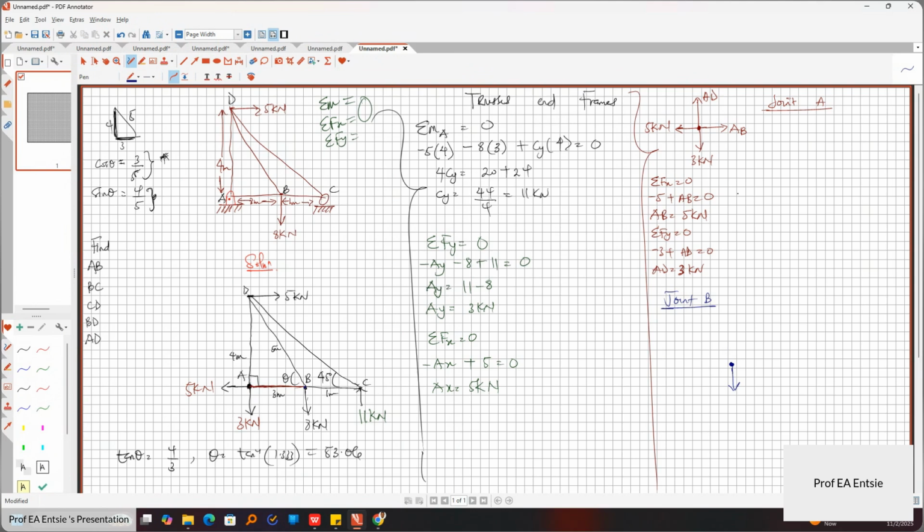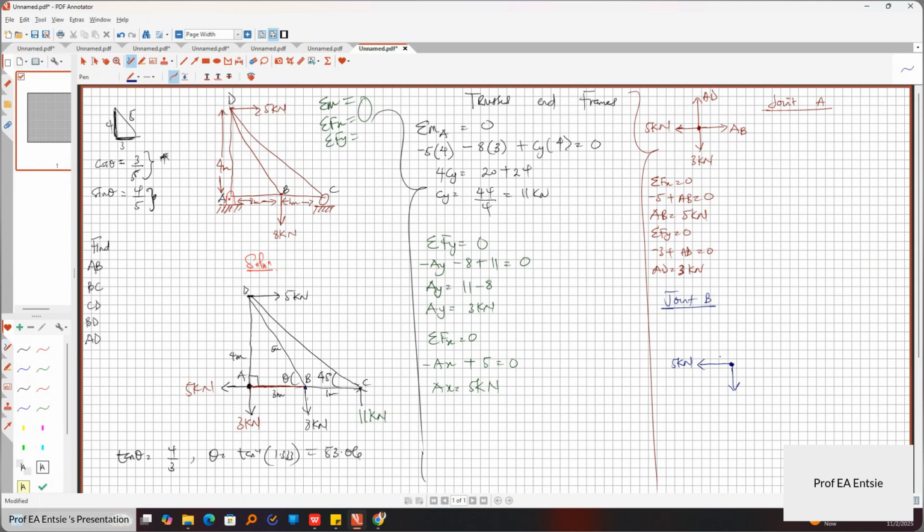So if AB joint is moving to the right, then when we come to B joint, AB should move to the left. Yes. So this AB that we had, what? We had 5 kilonewtons. It will now be to the left on joint B. Can you see that? Yes. So now the joint is not moving again.